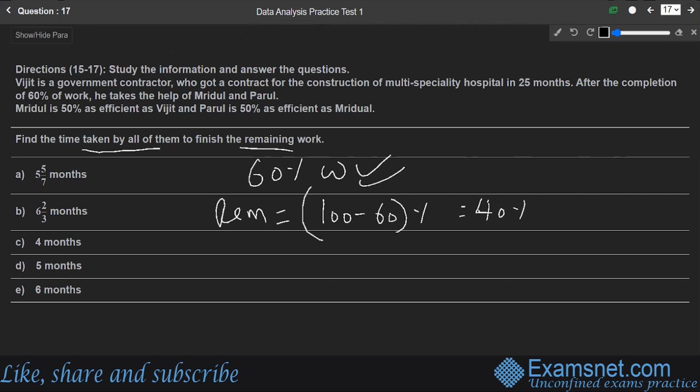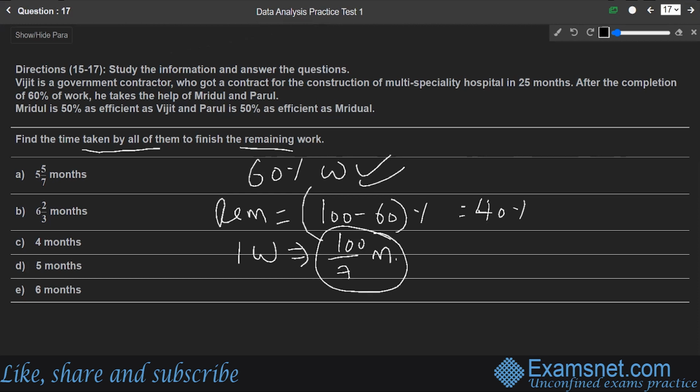Okay, so we are supposed to find out the time taken by all of them to finish the remaining work. So clearly, if all of them work together, how much time do they require to finish the work? In the earlier question, we have already done this. One complete work would have been finished, as we did in the last question, in 100 by 7 months. All work was being finished in 100 by 7 months.